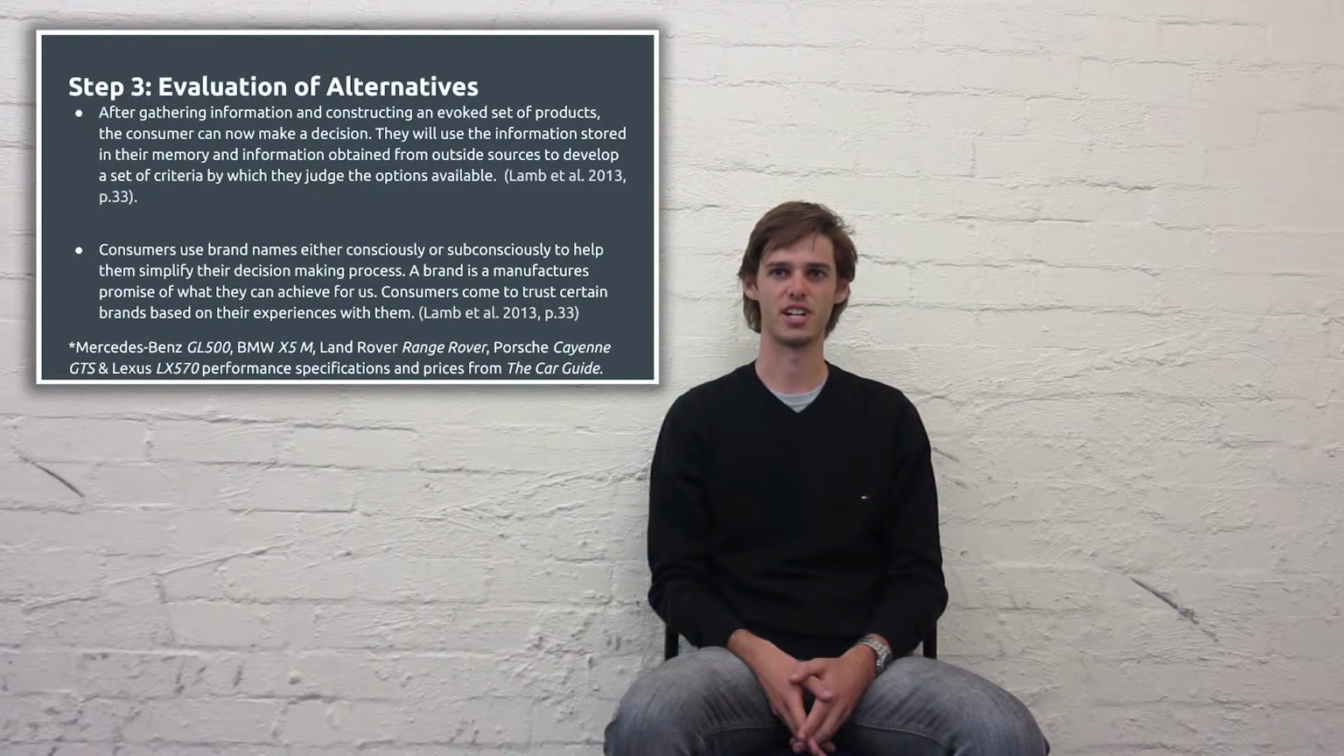Step 3, evaluation of alternatives. After gathering information and constructing an evoked set of products, the consumer can now make a decision. They will use the information stored in their memory and information obtained from outside sources to develop a set of criteria by which they judge the options available. Consumers use brand names, either consciously or subconsciously, to help them simplify their decision-making process. A brand is a manufacturer's promise of what they can achieve for us. Consumers can come to trust certain brands based on their experiences with them.